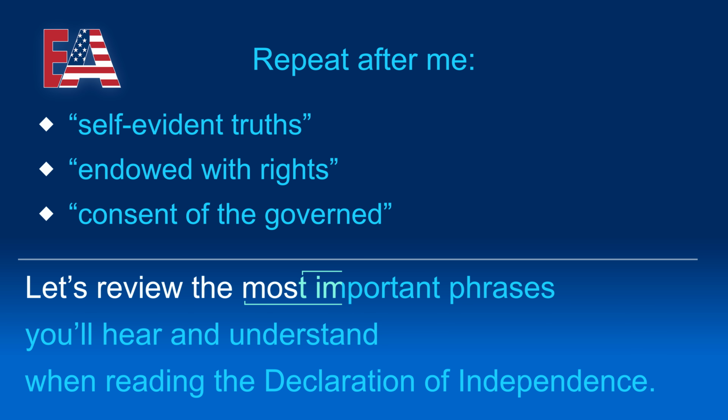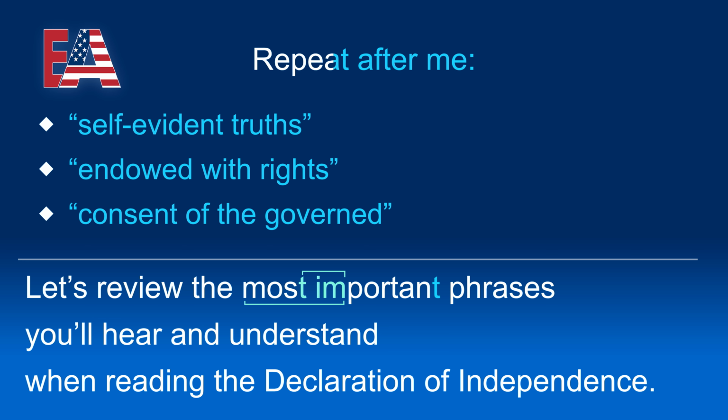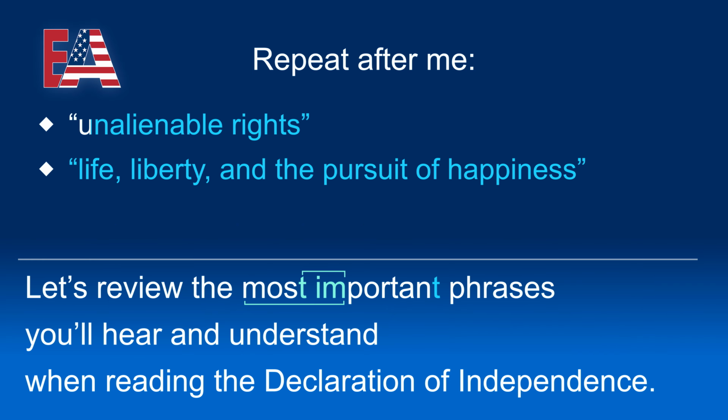Let's review the most important phrases you'll hear and understand when reading the Declaration of Independence. Repeat after me. Self-evident truths. Endowed with rights. Consent of the governed. Unalienable rights. Life, liberty, and the pursuit of happiness.